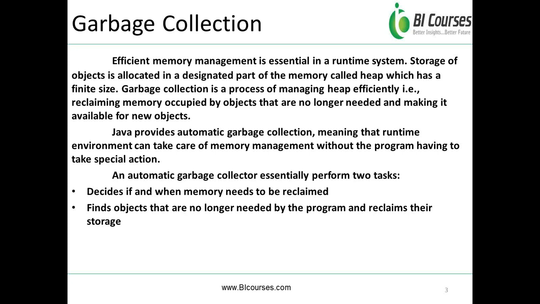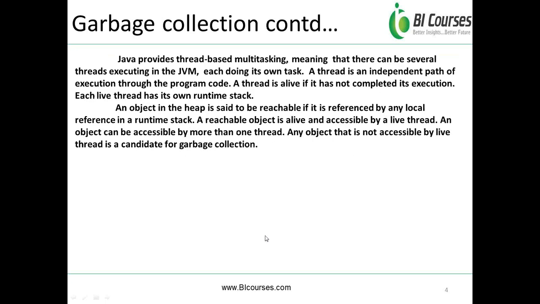An automatic garbage collector essentially performs two tasks: it decides if and when memory needs to be reclaimed, and it finds objects that are no longer needed by the program and reclaims their storage. Java provides thread-based multitasking, meaning that several threads can be executed in the JVM, each doing its own task. It checks whether any particular object is reachable or not. If an object is not reachable, the garbage collector will clear that memory and it can be used for other object creations.